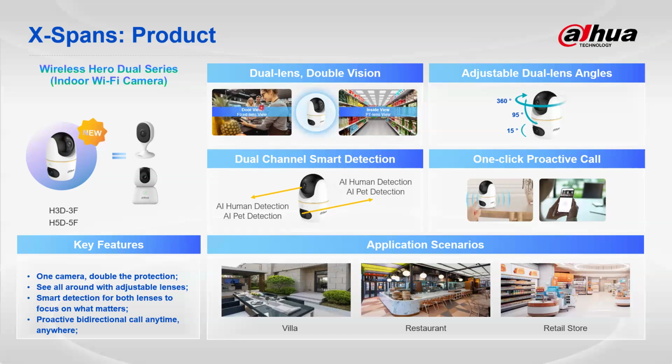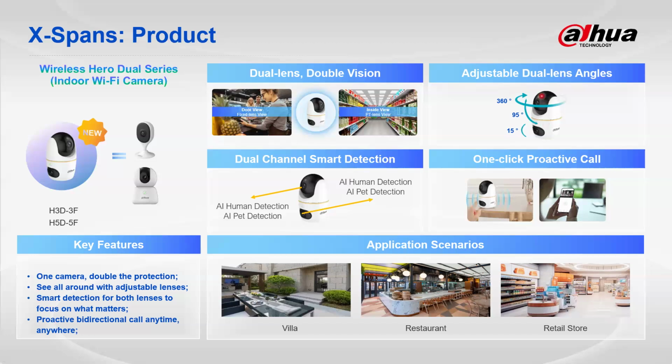For example, you can tune this particular camera here to focus at the entrance, while this PT just focuses on the inside of your store. This comes with some adjustable lens angles. Let's say, for example, you can adjust it to 360 degrees. You can tilt it to 25 degrees.